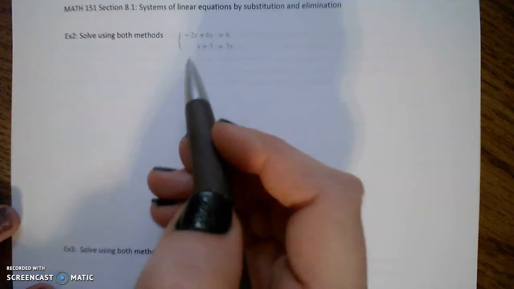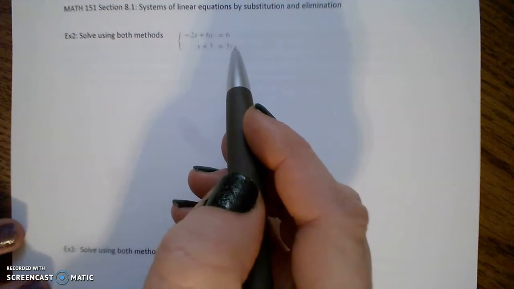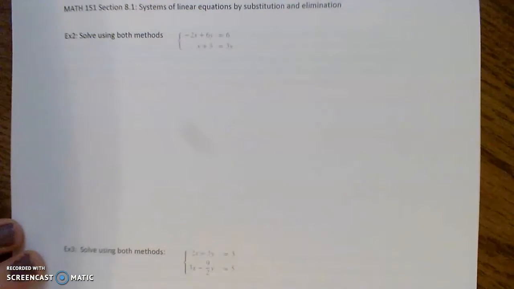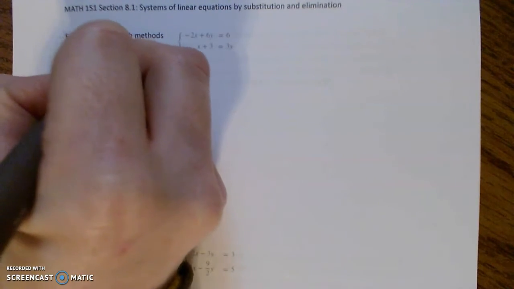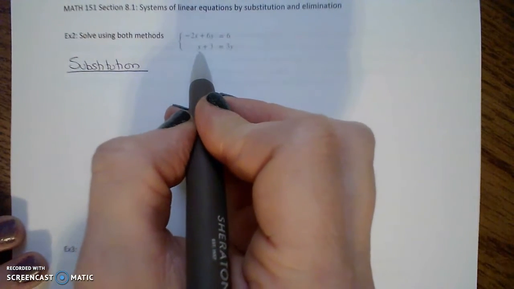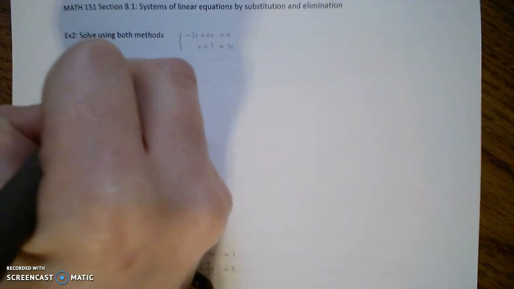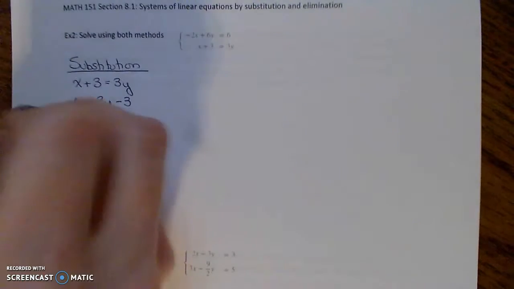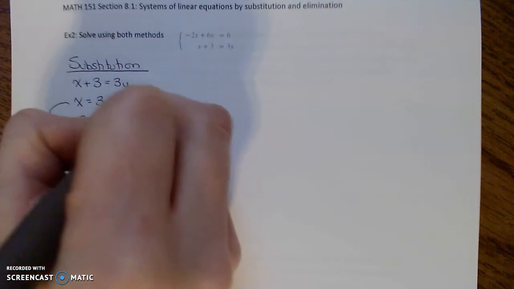This next example, let's also solve using both of these methods. We've got negative 2x plus 6y equals 6, and x plus 3 equals 3y. So by substitution, I think I'd rather use the second equation for substituting because x is almost by itself here. If I start with x plus 3 equals 3y, and I subtract 3 from both sides, I get x equals 3y minus 3. And I'll use this to plug into the first equation, negative 2x plus 6y equals 6.